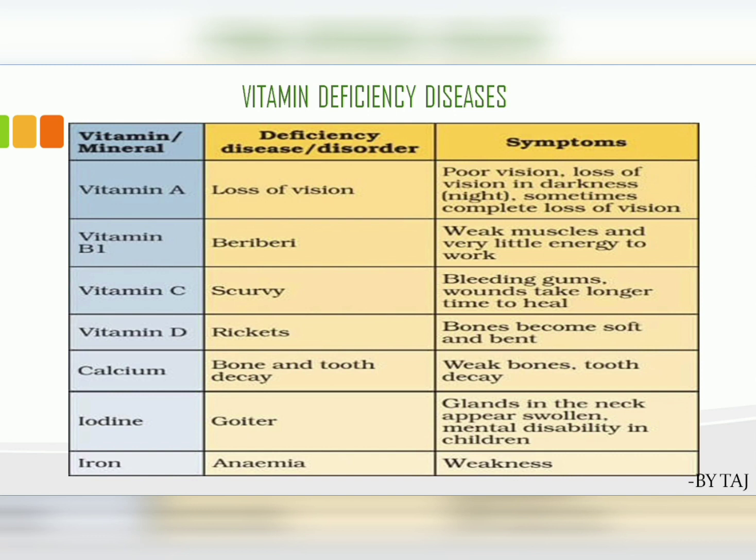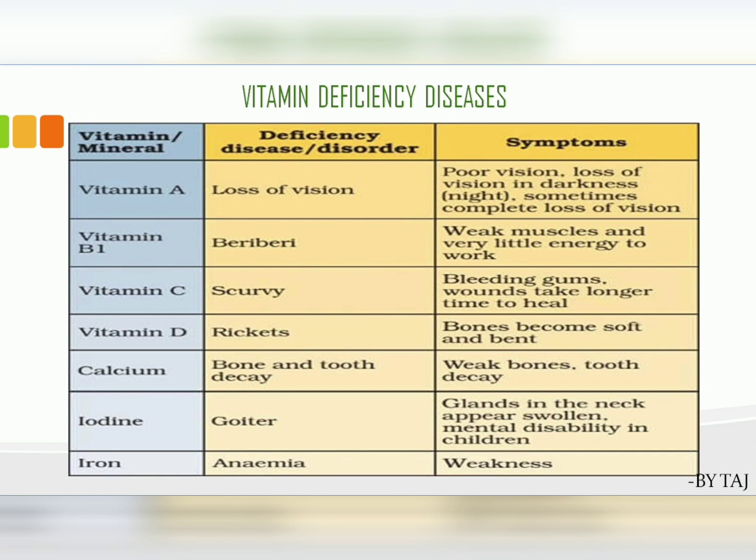If a mineral salt like calcium is deficient in your body, the disease you get is bone and tooth decay. Your bones and teeth will easily decay. The symptoms you get are weak bones and tooth decay. Another mineral salt is iodine. If there is iodine deficiency, you are going to get goiter disease. Goiter means the gland called the thyroid gland in the neck appears swollen, and mental disability in children can also occur.